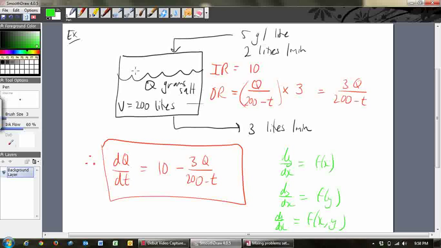So a question in an exam might ask you to set this up, but it will never ask you to solve this DE. We can't do that yet. We'll do it next year. So that's mixing problems, a bunch of fun. Thank you.